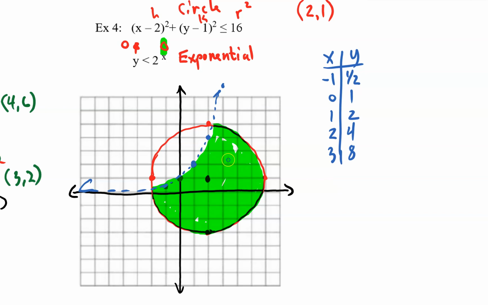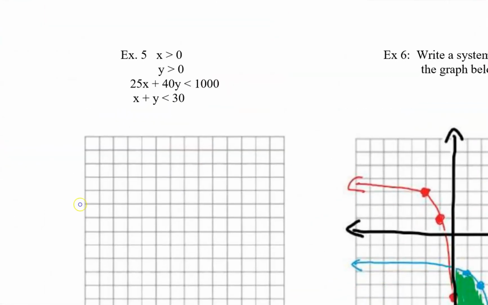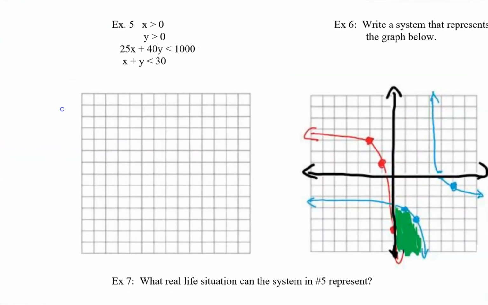So hopefully everybody sees how that works. Test a point. If you're not sure, make sure that your point makes sense in terms of the actual problem. All right, looking at number 5.